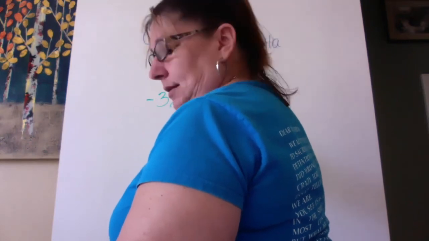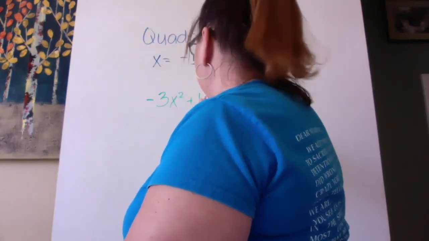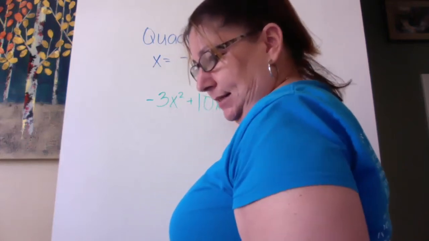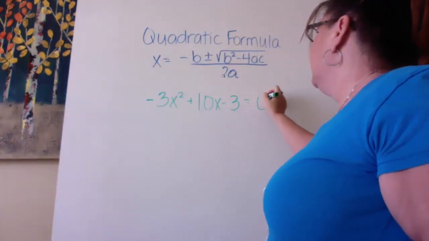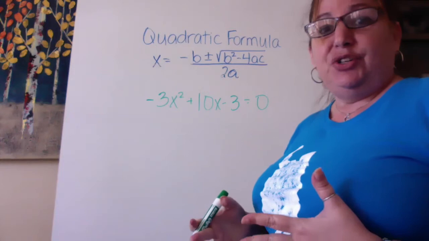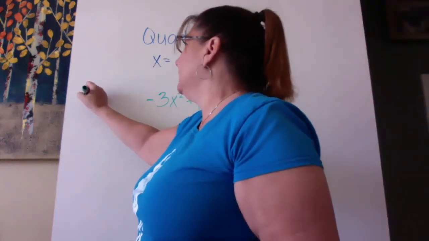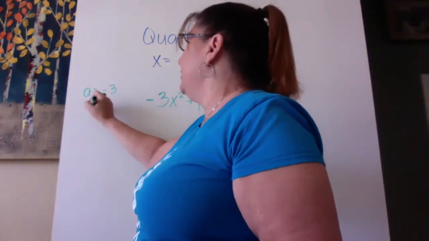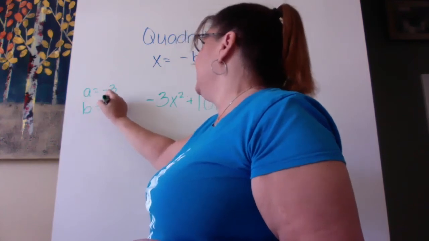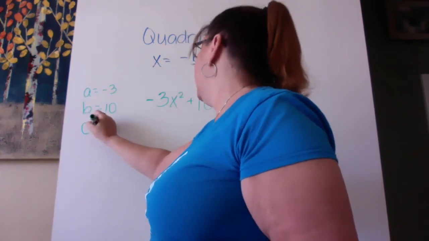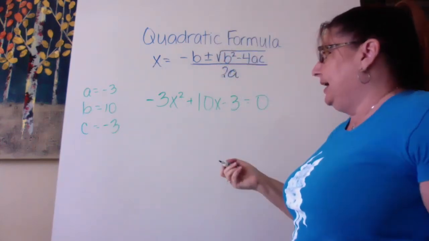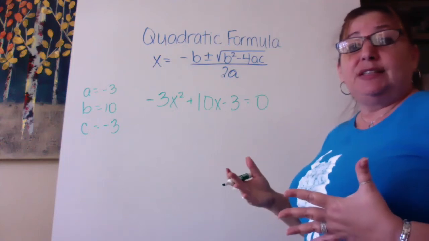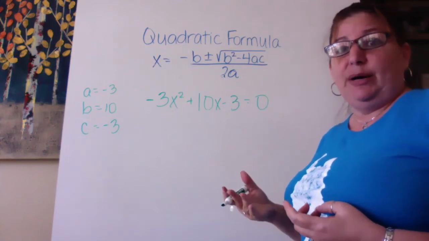-3x squared plus 10x minus 3 equals 0. Okay, so the first thing you do is list your ABCs. A equals -3, B equals 10, C equals -3. And then keep in mind, we're looking for the solutions to our quadratic equation.